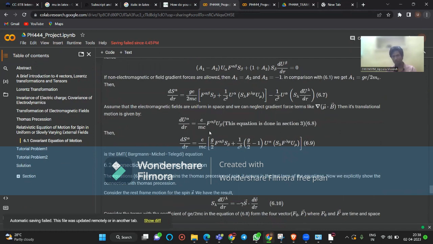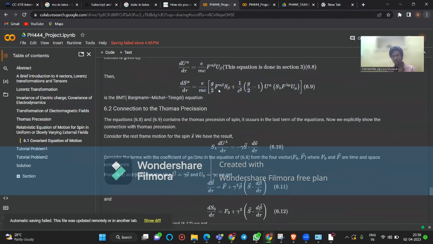Now, your du alpha by d tau can be written by this equation. This is done in section 3 by my group mates. Then finally we are using this result for this equation, and we are writing ds alpha by d tau, and this final equation is called the BMT equation.